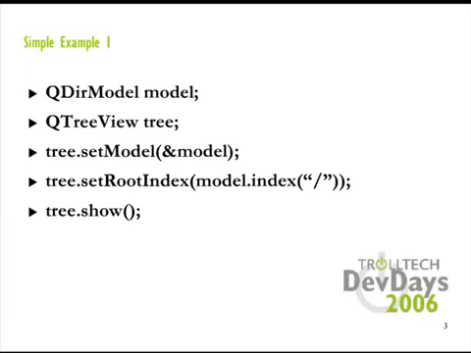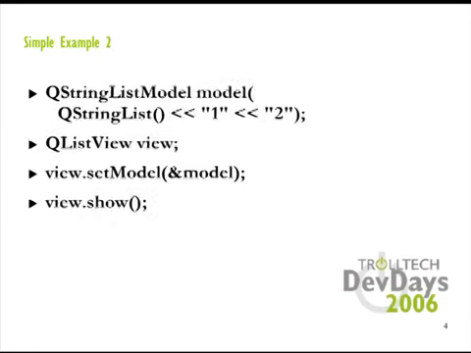So let's take a look at what we have here. We have two classes that play together. We have the model class, this one, and we have the view class. So on the view class, just set the model. In this case, you have to tell it that you want to go to the root of your hard drive. This is Unix. It could have been C:\, and just show the view, the widget. That's it.